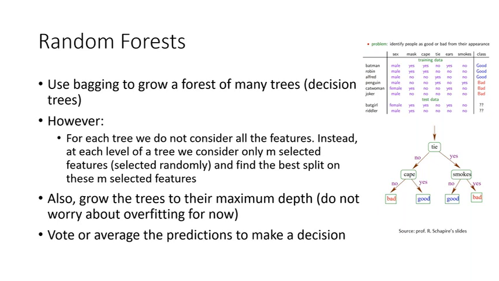So, random forest. In random forests, we use bagging to grow a forest of many trees. However, for each tree, we do not consider all the features. So this is an extra plus. Random forest is using decision trees to grow many trees and combining them, but it adds a twist. At each level of the tree, we consider only M selected features, selected randomly, and find the best split on them. What does this mean?